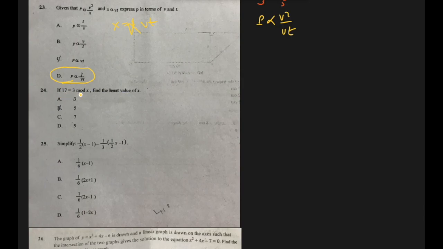If 17 equals 3 mod X, mod means when I divide 17 by X, the remainder is 3. So let's remove the remainder 3 from this. That means 14 should be completely divisible by that X. Okay, 14 is divisible by 7 and 2. So 2 could be the smallest, but the remainder cannot be 3 in that case. That means 7 is the answer in this case.